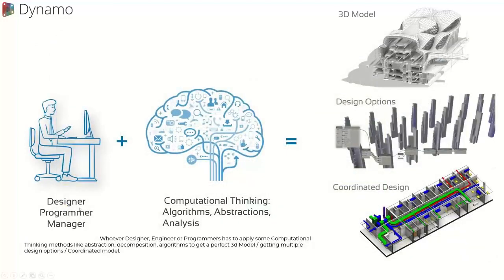If you are a designer or a programmer or a manager, and you apply terminologies like computational thinking, algorithms, abstractions and analysis, there are many concepts. If you apply all this stuff, you can create a 3D model with multiple design options with a 100% coordinated design. That is a false statement. Not possible at all. Don't expect 100% coordinated design. Somehow the design, you will be getting it out.